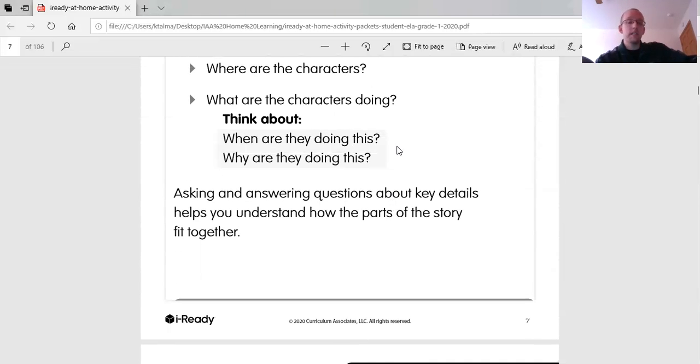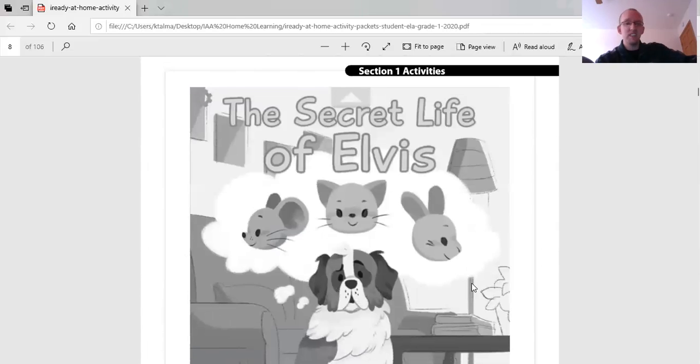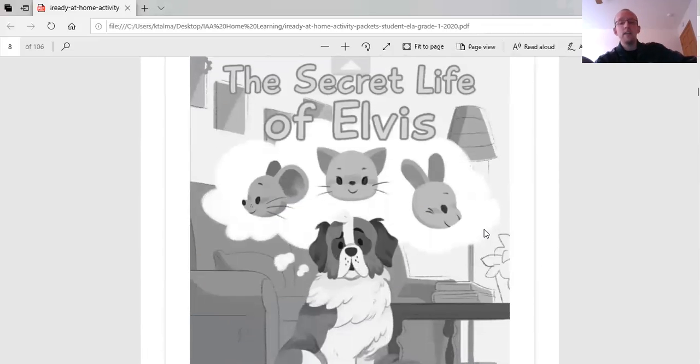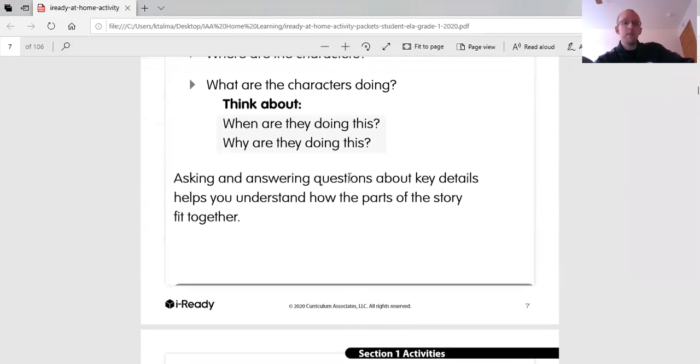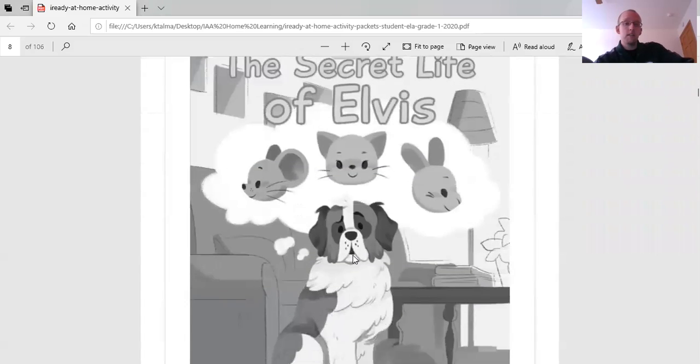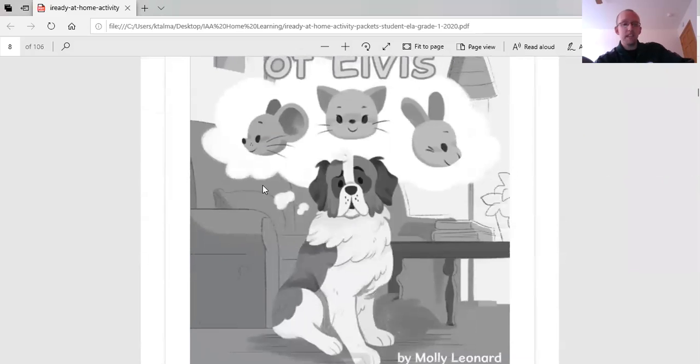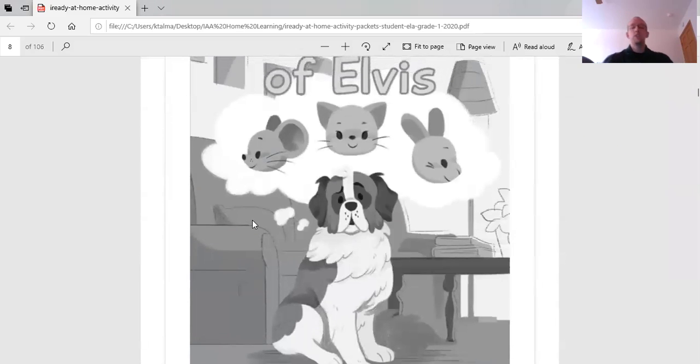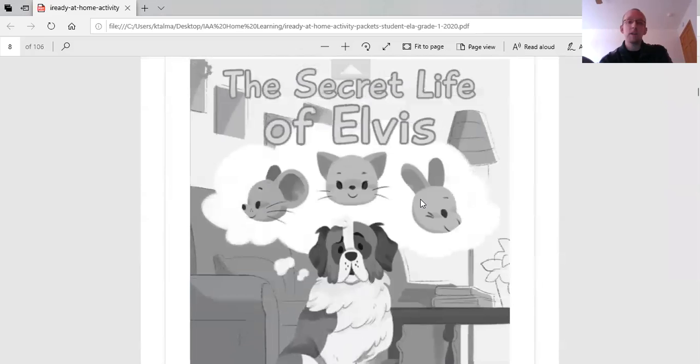And when are they doing this? It's hard to tell, but it does look kind of sunny or light inside. So I'm going to guess it's during the day, but I don't know what day. And why are they doing this? So it looks like the dog might be thinking about something. I'm going to guess he's doing this because he saw something that made him confused. Maybe he saw another animal in the house and he doesn't know why. So those are my guesses just by looking at the front cover.